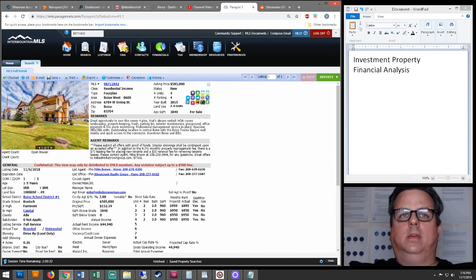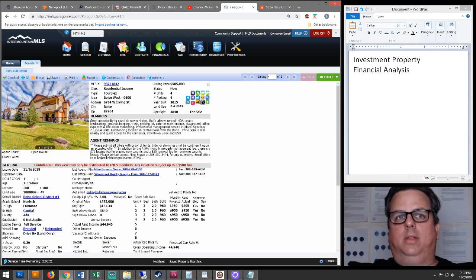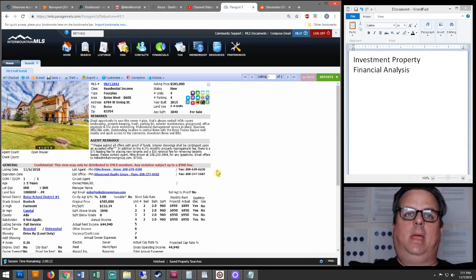And in reality, none of that matters. It doesn't matter that it looks cute. It doesn't matter that it's close to BSU. Investment property isn't valued by those factors. Investment property is valued by money. How much money does it make?